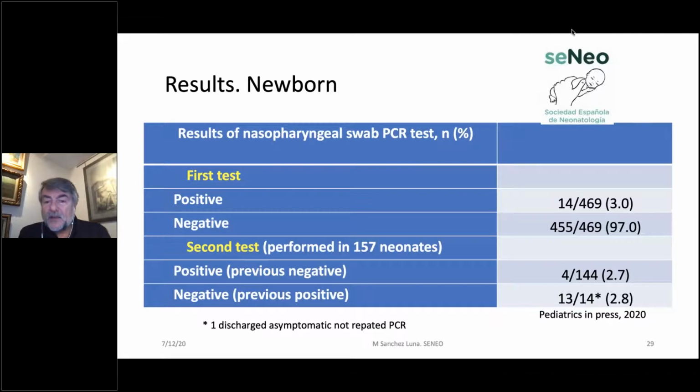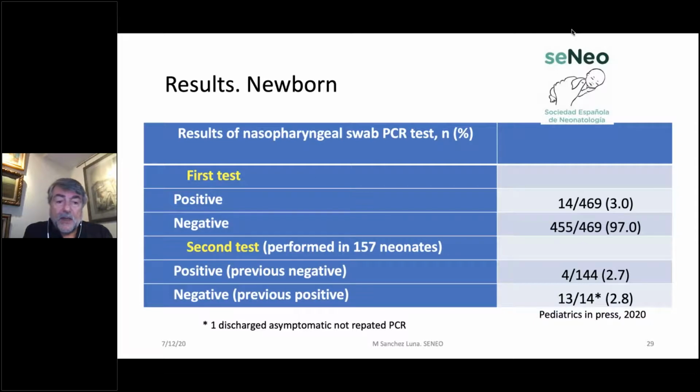So in our data, we must say that probably the transmission in utero of this SARS-CoV-2 is very rare or very low. The only baby who was positive remained asymptomatic and turned negative in the follow-up. But the important thing is some of the babies who were negative at the beginning turned positive.